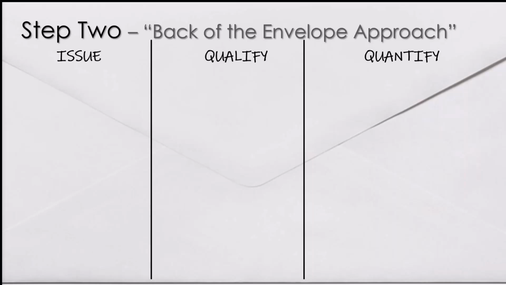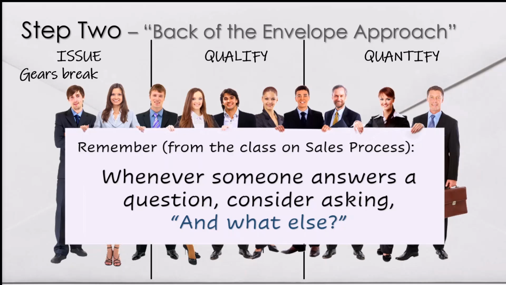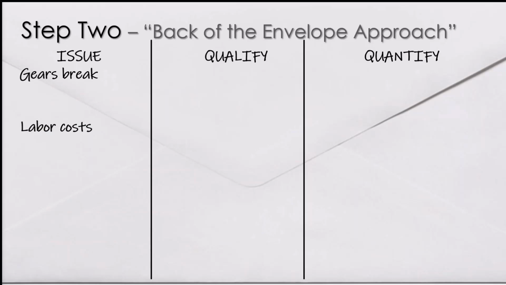So we sit down with the widget manufacturer and ask them, what are the top 3 problems facing your company right now? They know we sell gears, and so they're going to say, well, the gears break. This is critical. Remember from the class on the sales process, whenever someone answers a question, consider asking, and what else? Whenever anyone answers a question, the first words to come into our mind and probably out of our mouth are, and what else? Oh, well, our labor costs are going up. And what else? Our insurance costs are going up because we had an incident. And what else? There's some new regulations coming down.